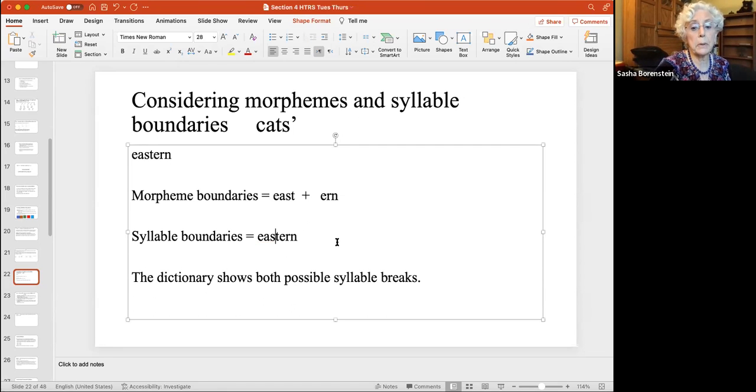But some people, I mean, we could argue that we could divide it here. So the reason I show you this is you have to be flexible when we're thinking of these boundaries with morphemes and syllables. And if you looked in the dictionary, they would show it divided both ways. And as far as I'm concerned, as long as it is pronounced accurately, I don't care where you break it up. Okay?